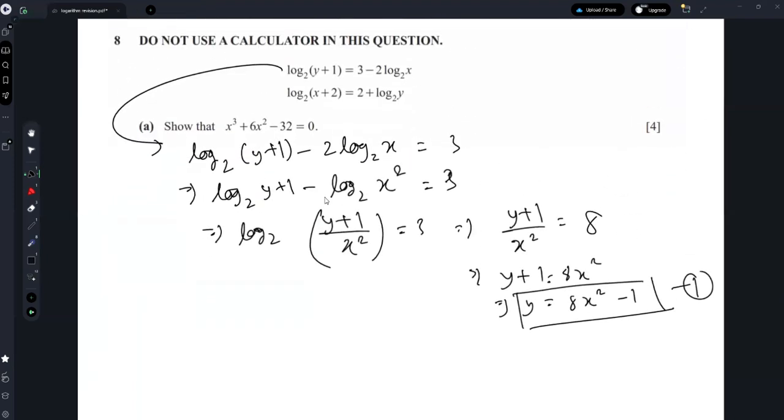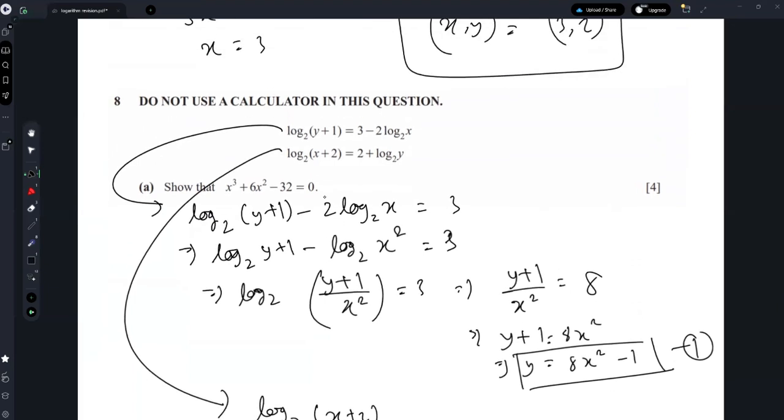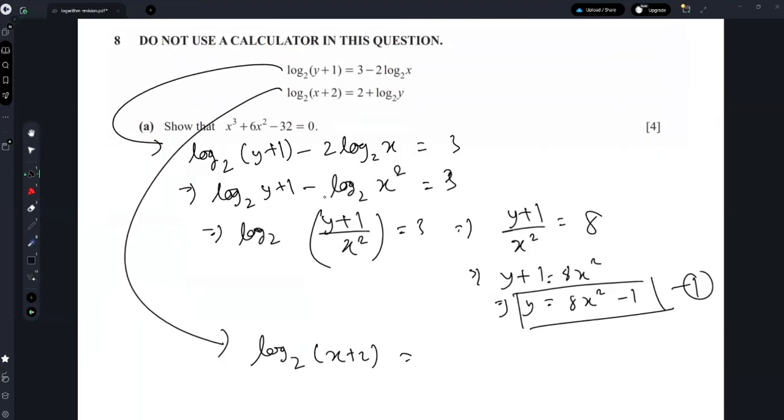Moving on, I have another expression. Log base 2 of x plus 2 equals 2 plus log base 2 of y.